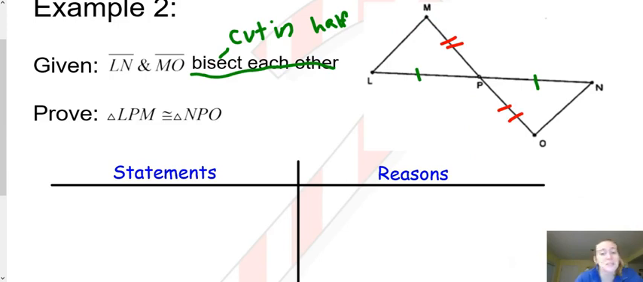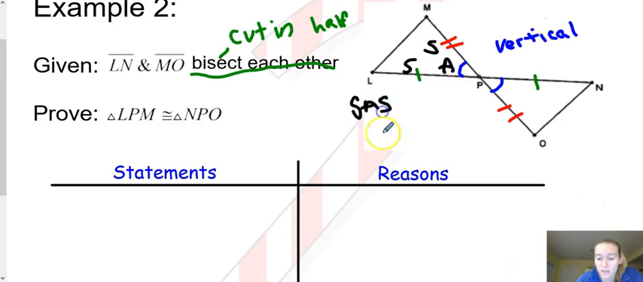Now this last piece of information that I'm going to put in here are the vertical angles that are present here. Remember, vertical angles are not given to you. It's just something you are allowed to imply. All right, and then again, I'm going to go to my letters and I've got a side, and then I've got an angle and a side. So this one again is SAS, just like that last one.